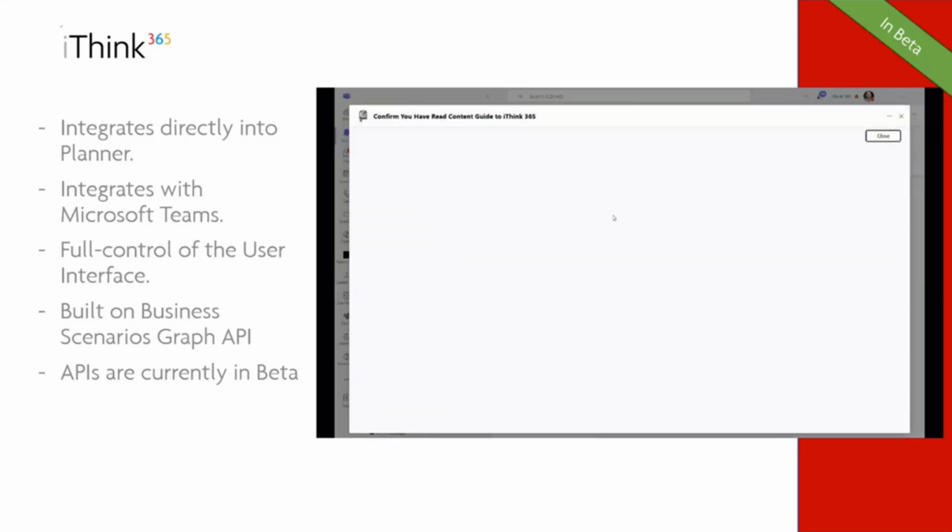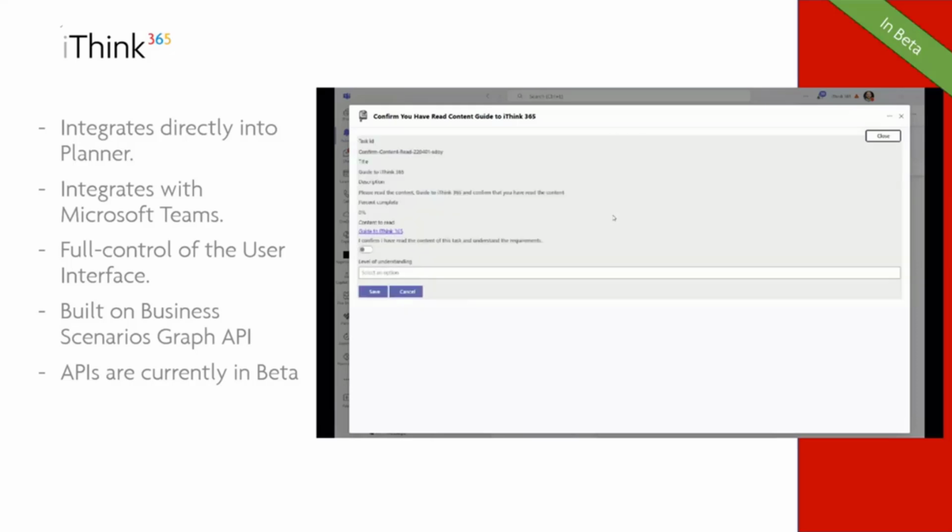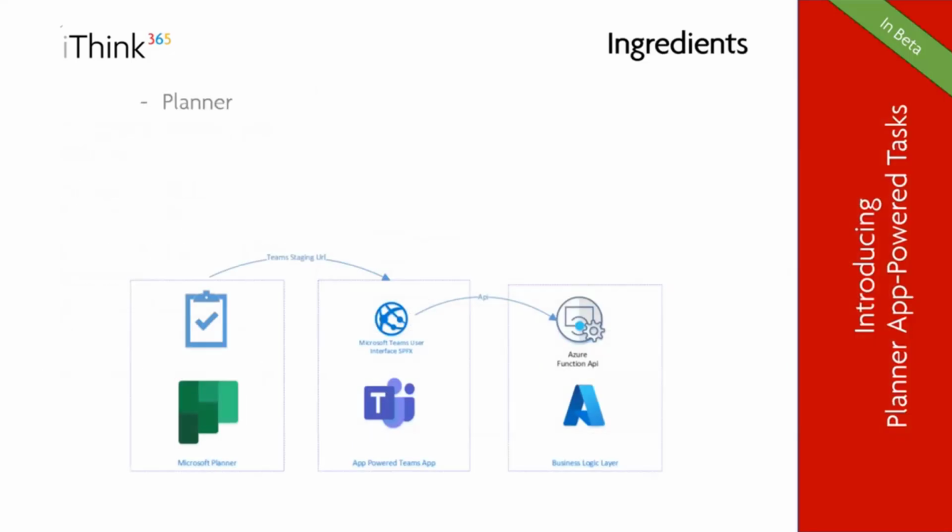So it's all nicely integrated into Teams, so there's no messing about going from one app to another, which is really nice. What do you need to build these? Well, first of all, you need Planner. You do need to create a Microsoft Entra ID application, which is going to be the owner of the plan and the business scenario plan, and going to be creating the tasks and managing those tasks.